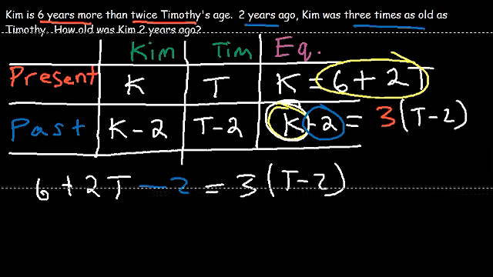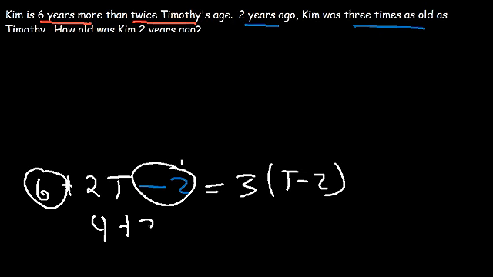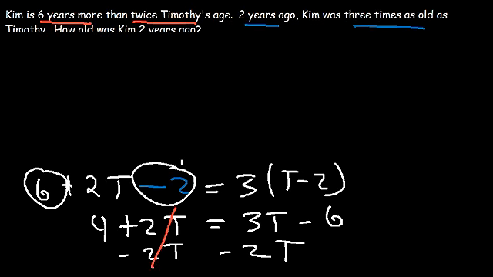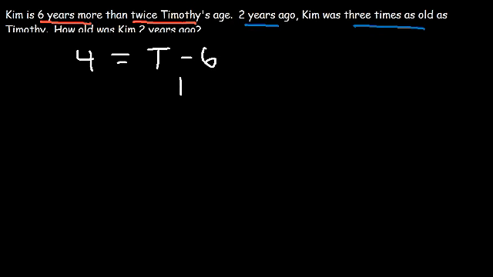Alright, so we no longer need this table. Let's get rid of it. Let's combine like terms. 6 minus 2 is 4. And let's distribute the 3. 3 times T is 3T. 3 times negative 2 is negative 6. Now let's subtract 2T from both sides. So 4 is equal to 3T minus 2T, which is T. And now let's add 6 to both sides. 4 plus 6 is equal to 10. So Timothy is 10 years old. So that's his present age.